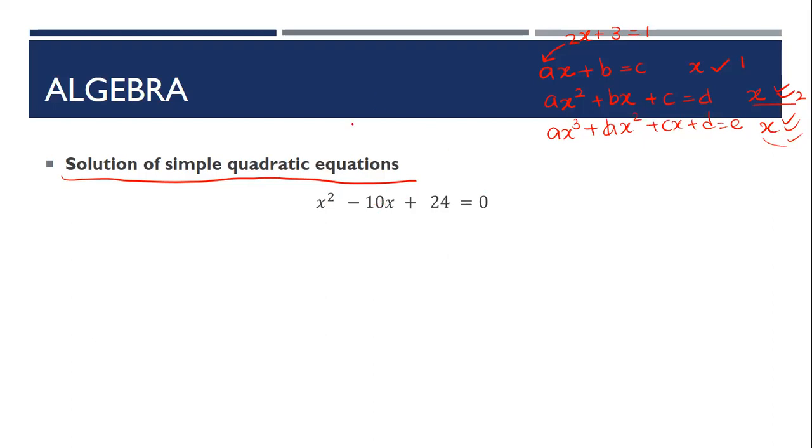So here, you guys know how to solve these quadratic equations. So here, we have to consider the 24. What are the 24 factors? So here 24 we can get 12 into 2 or even we can get 6 into 4. So multiplication should be 24 and summation should be minus 10.